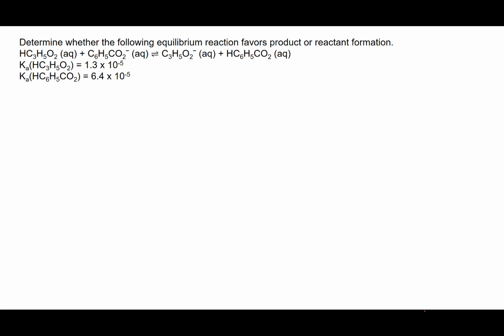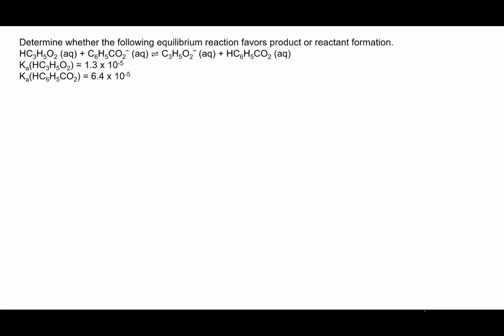In this video, I'm going to go over how to determine whether a reaction that's at equilibrium is product favored or reactant favored using the acid dissociation constants, the Kas. So what we have right here is propanoic acid reacting with benzoate anion in equilibrium to form propanoate and benzoic acid. And so there's that equilibrium right there.